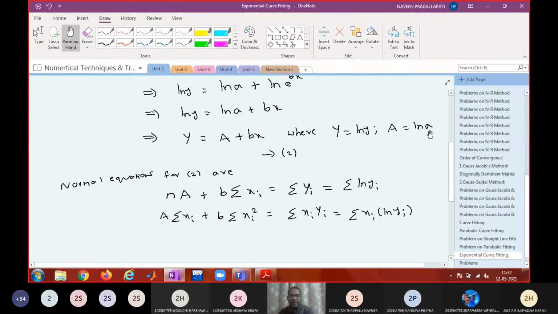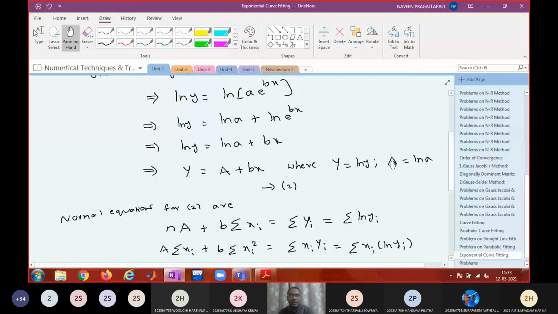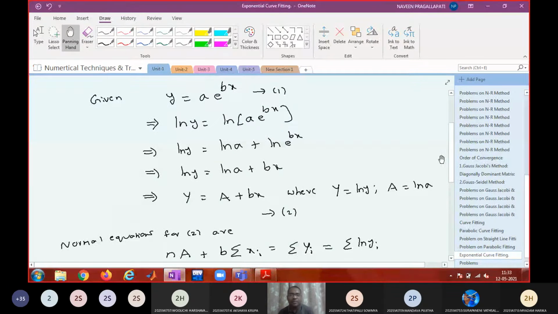How do you get small a from capital A? Take the anti-logarithm, or take the exponential on both sides. What will be small a? It will be e power capital A. Do you agree? And don't take the base 10 logarithm. Some books may use base 10, but by default, unless otherwise mentioned, always take the natural logarithm. That means you have to use the ln button in your calculator, not the log button. Is that fine?